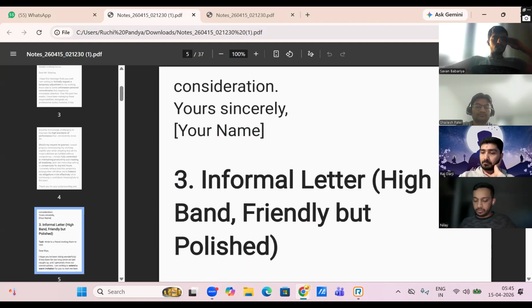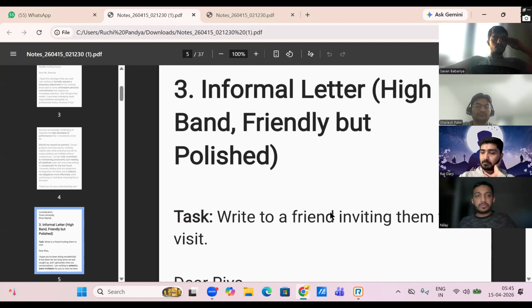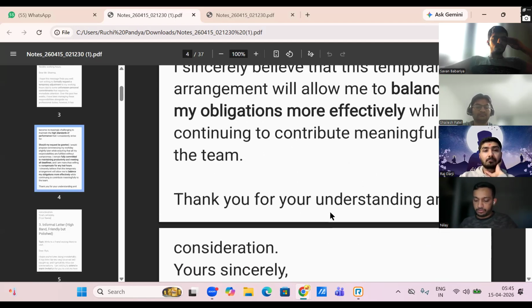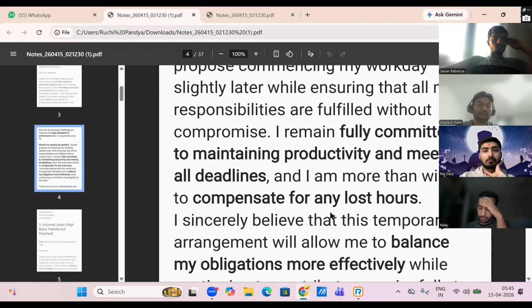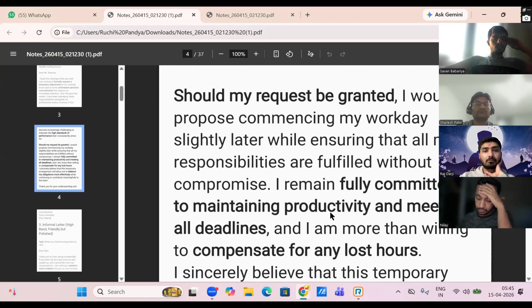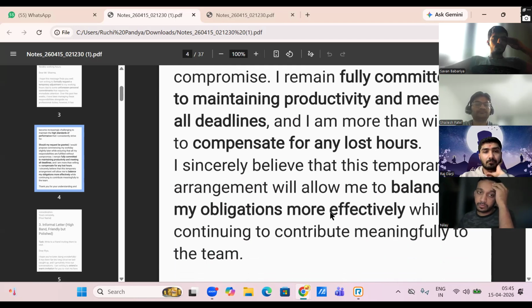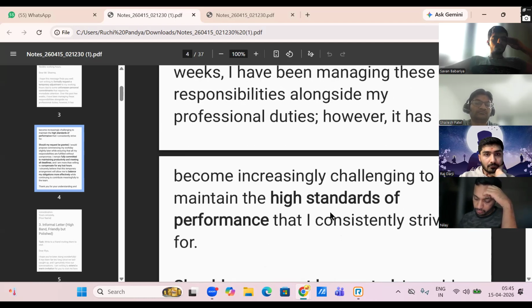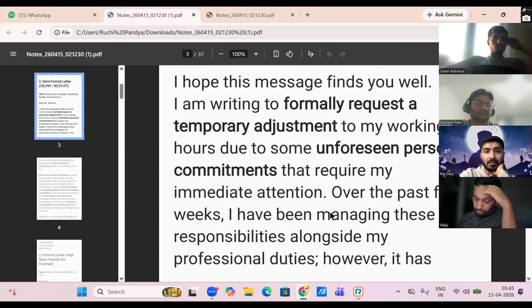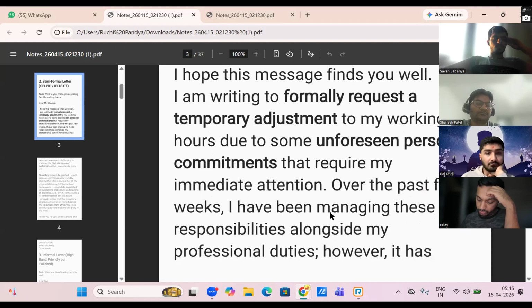And moving on to the third one. Ma'am, can you scroll up, second one? Can you tell me how to use semicolon? Where did you see it? It's before however somewhere. Can you scroll up more? Yeah, here. I have been managing these responsibilities alongside my professional duties. Yeah, I found it. Do you have any idea on where and how to use it?